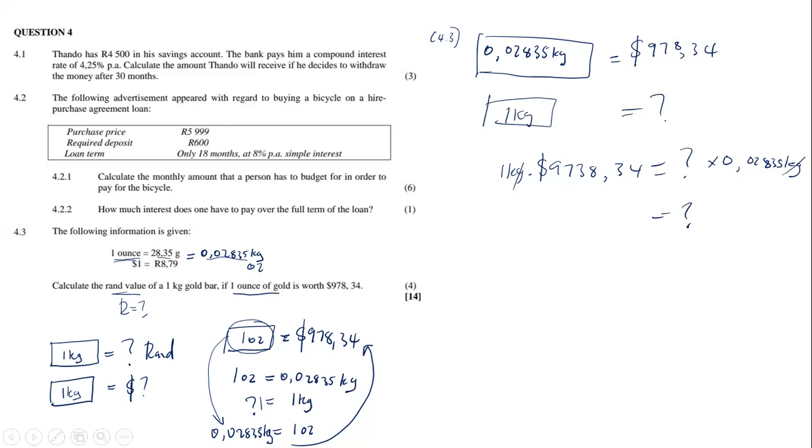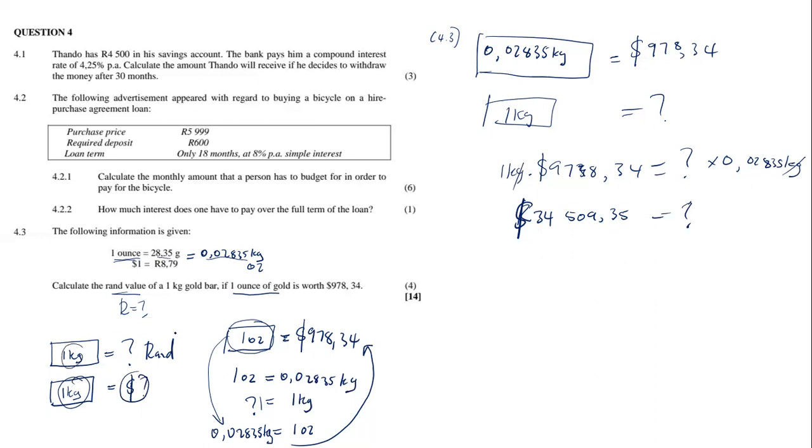So you're going to say 978.34 divided by 0.02835. We get, oh, so 1 kg will cost 34,509.35 dollars. 1 kg in dollars will cost this, 34,509 dollars and 35 cents. Now we know our 1 kg in dollars.